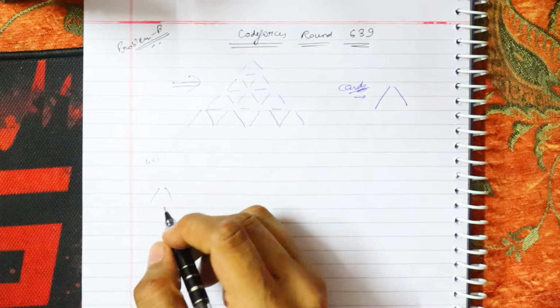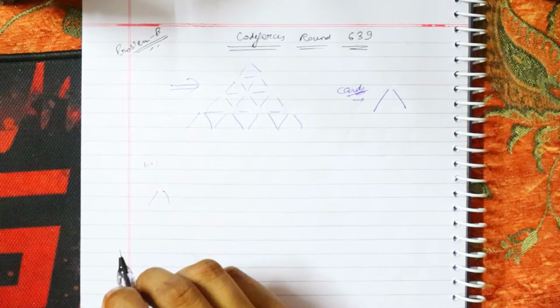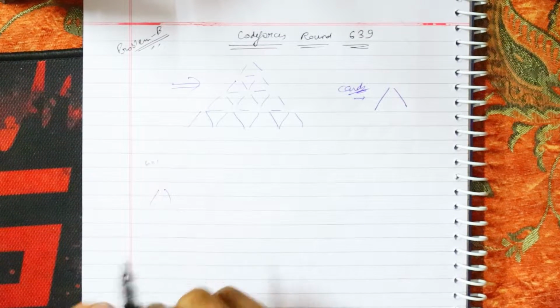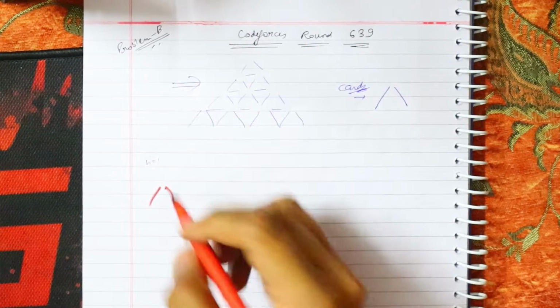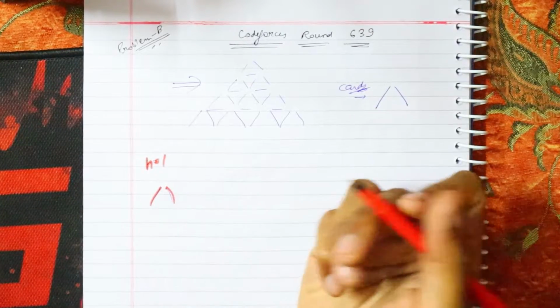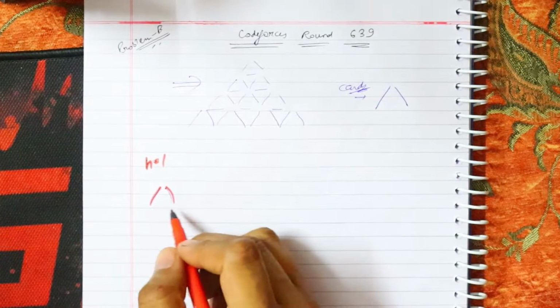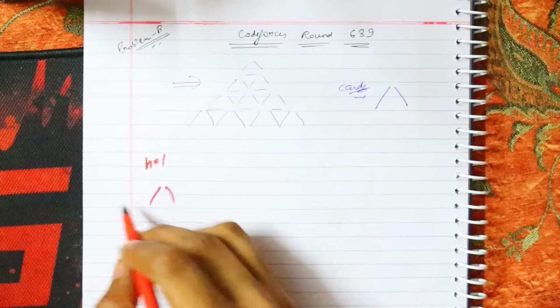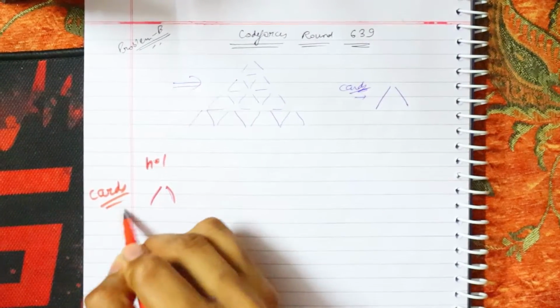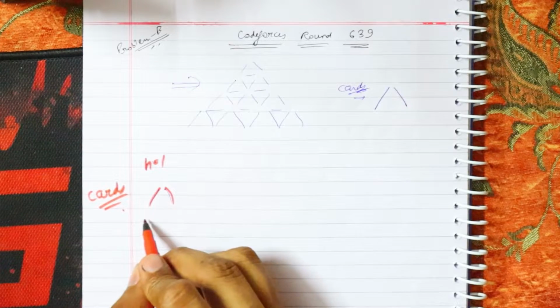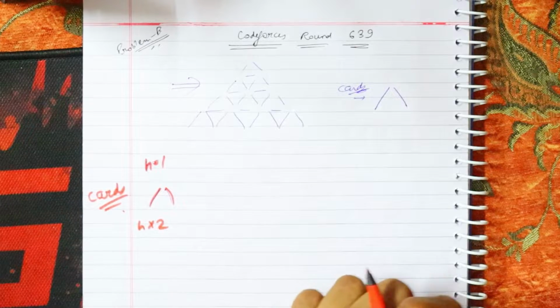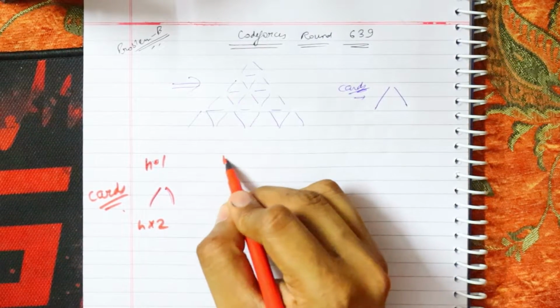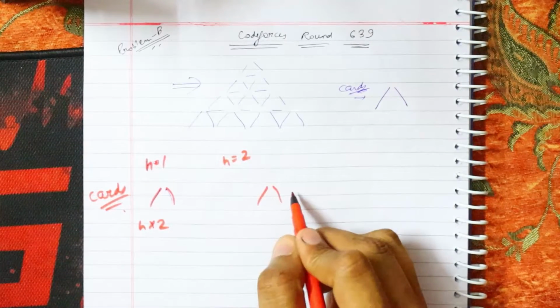I should better use a dark color. Let me change this color to the red pen. So yes, it is visible now. So here h is equal to 1, so the number of cards used is 2, that is, h into 2. Okay, now if I had to make it for height equal to 2, what will happen?